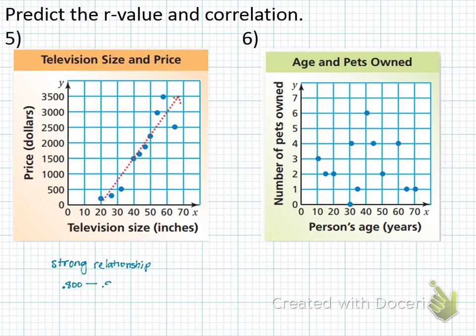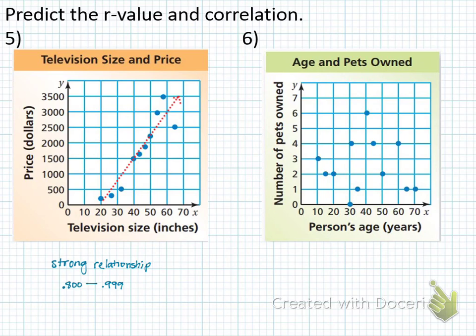And that it's going to be an R value that's from 0.8 to 0.99. It's definitely not 0.1, but we know that, okay? So that's number 5, okay? Make sense? Number 6, okay? Here's another one. Age and pets owned. Independent variable: we've got the person's age. The older a person gets, the dependent variable is the number of pets they own.